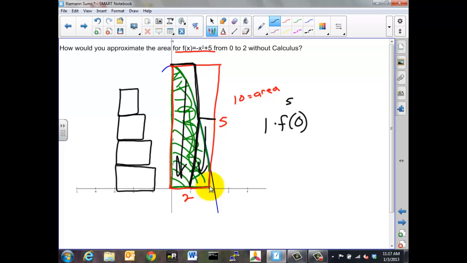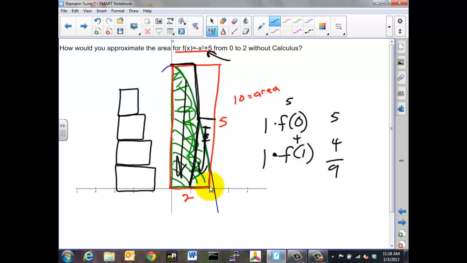Now, what's going to be the area of this second rectangle, this one right here? It's going to be 1 times, how tall is this rectangle? f of 1. So it's going to be 1 times f of 1. And what happens when I put 1 into my function up here? No, that's a negative in front of x squared. 4. So now I get 5 plus 4, I get 9, right? So I know the answer is definitely less than that, right?